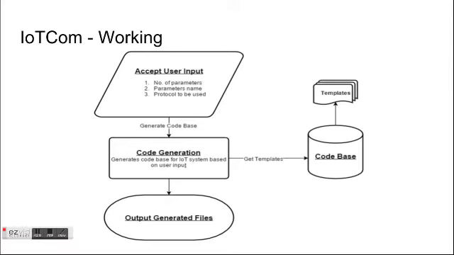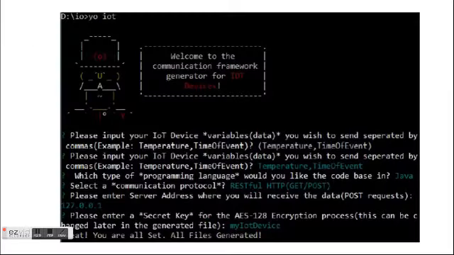So it basically accepts some user input, asks some parameters, and gives some options, takes the template code base, replaces the data that's given by the user, and gives them the generated file. So this is how it looks. Let's take the smoke detector system example. We created this in Yeoman. It's really good for generating code.